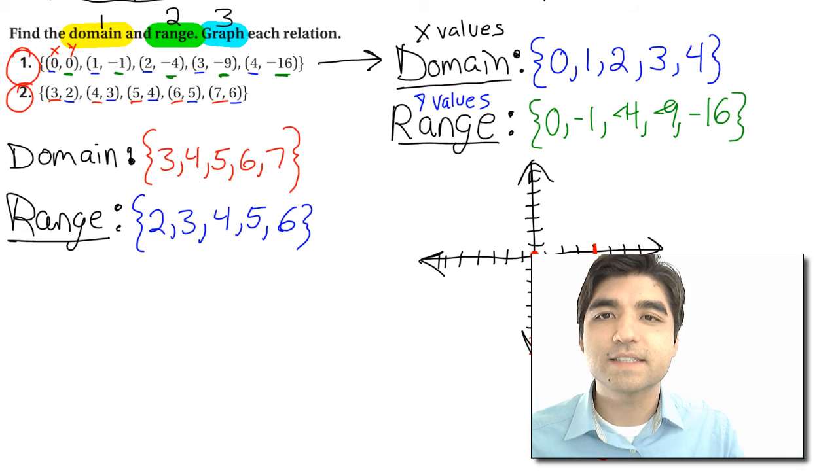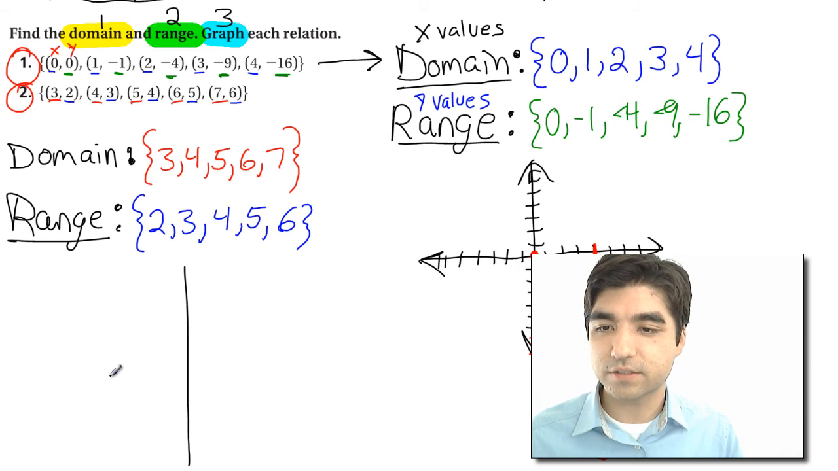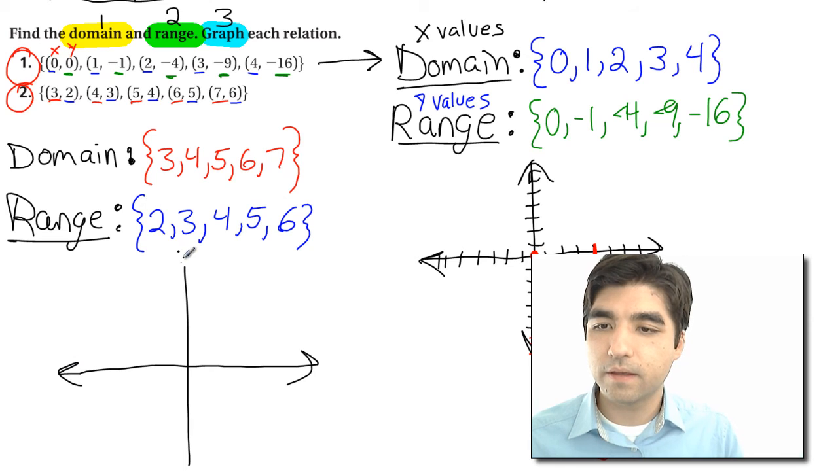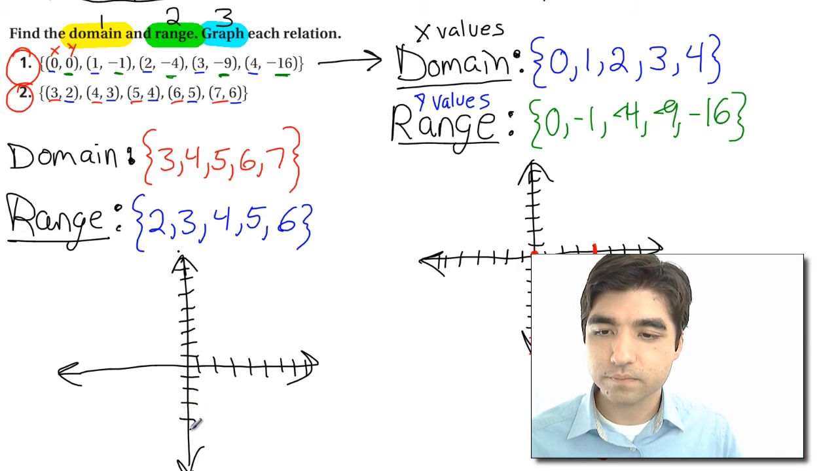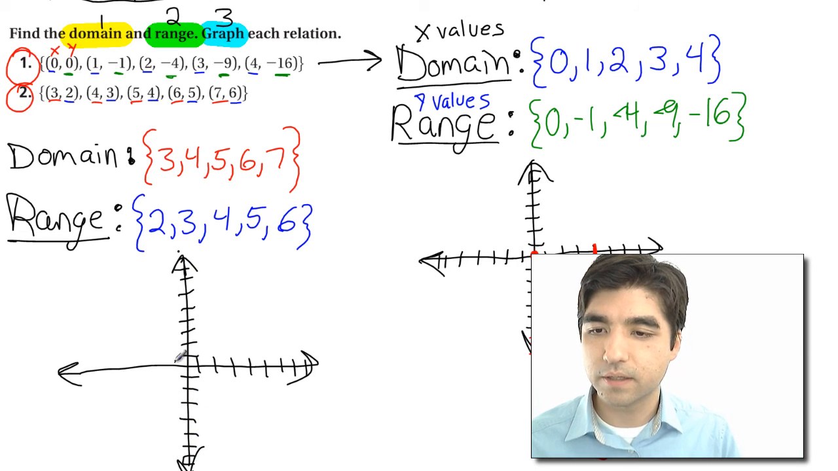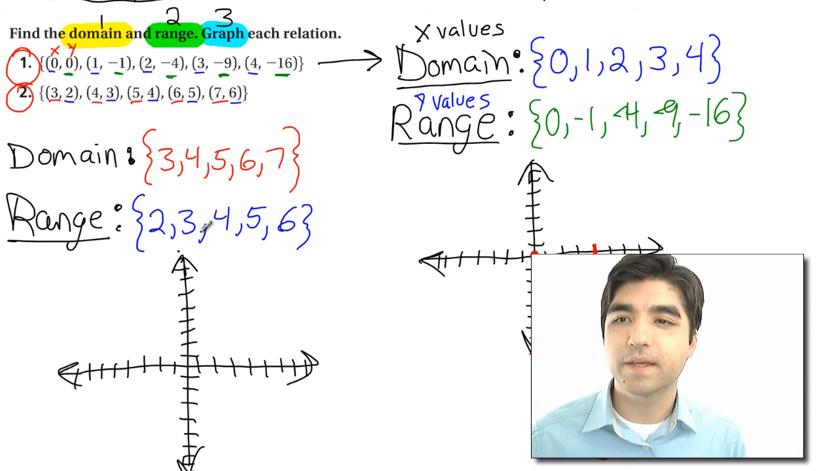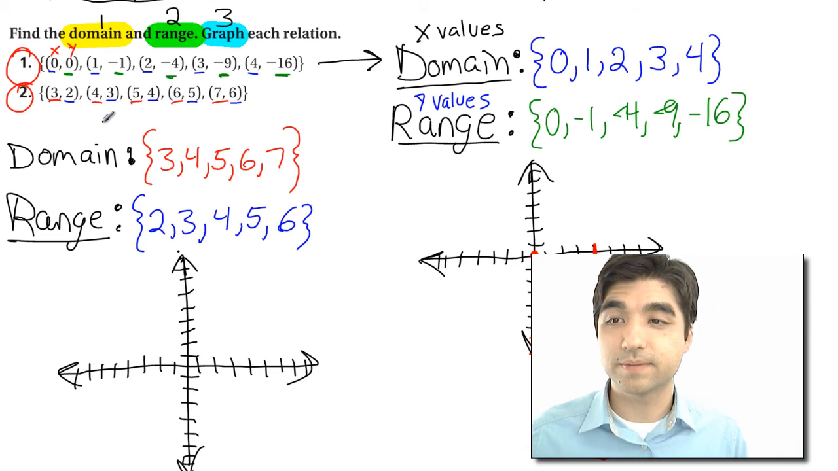Okay, then the last step is we need to graph this thing. So let's draw some axes. And we're going to put some tick marks on this thing. 2, 3, 4, 5, 6, 7, 8. I'm just going to go as fast as I can. 3, 4, 5, 6, 7, 8. Okay. Then we need to graph these points here.